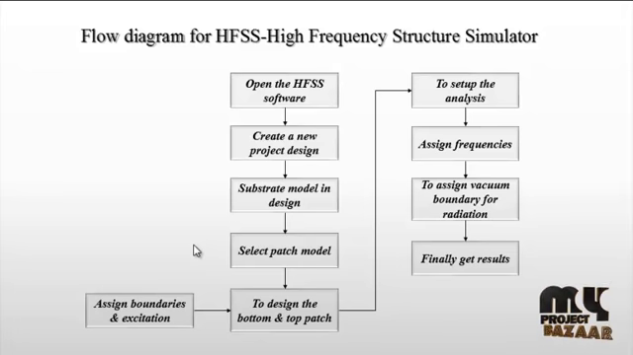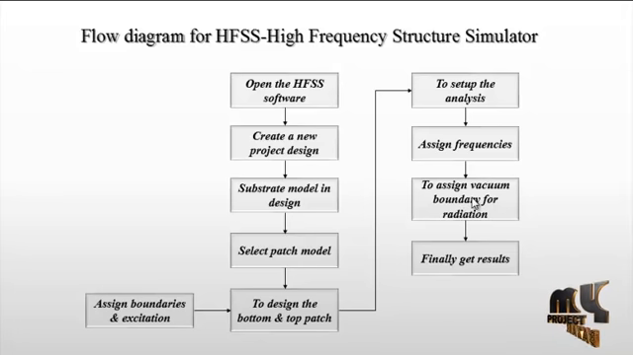Assign the boundaries as perfect E, a perfect electric field, for the top and bottom patch. The top is the patch antenna and the bottom is the ground plane, so perfect E is assigned to both. Then for excitation, we use a wave port for the feeding portion, like a coaxial probe feed. Then set up the analysis with start and stop frequencies and the center frequency. For example, 3 to 12 GHz, with the solution frequency at 6 GHz.